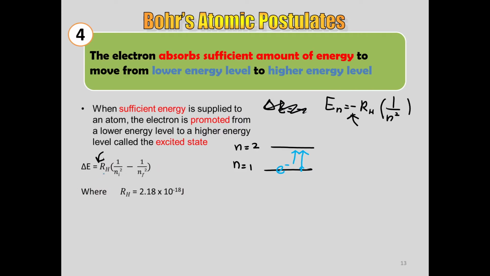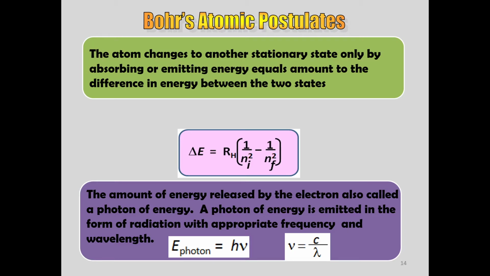so macam sama tadi, Rydberg constant, nilai dia sama. Lepas tu Ni2 and Nf2, which is Ni, which is the initial energy level, and Nf is final energy level. So maksudnya Ni tu dia start dari mana, and Nf tu dia berakhir dekat energi mana. So ini yang saya cakap tadi tu, the same thing.